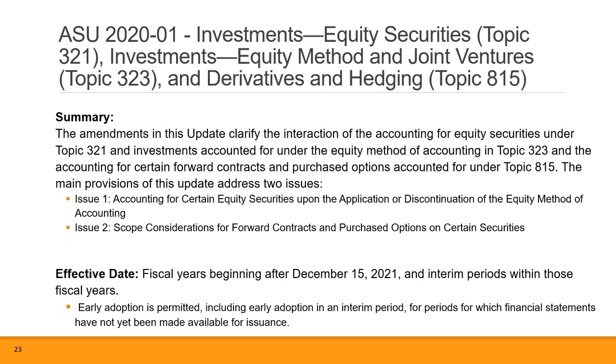How are the main provisions different from current GAAP? The amendments could change how an entity accounts for an equity security under the measurement alternative or a forward contract or purchased option to purchase securities that, upon settlement of the forward contract or exercise of the purchased option, would be accounted for under the equity method of accounting or the fair value option in accordance with topic 825, financial instruments.